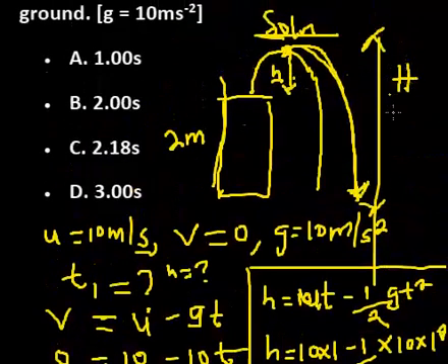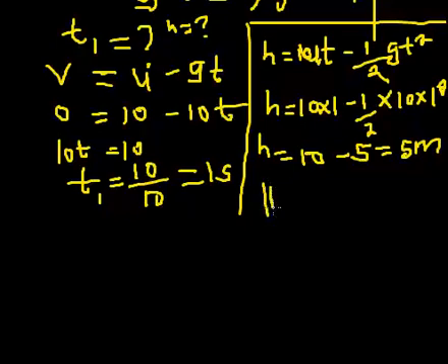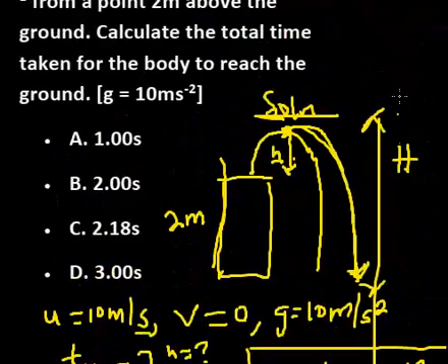So the capital letter H is going to be 5 plus 2. All right, capital letter H is 5 plus 2, which is what? 7 meter. So having gotten the 7, that means all the way from here to here is 7 meter.